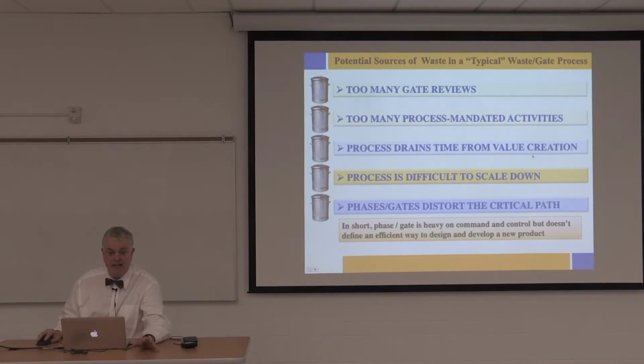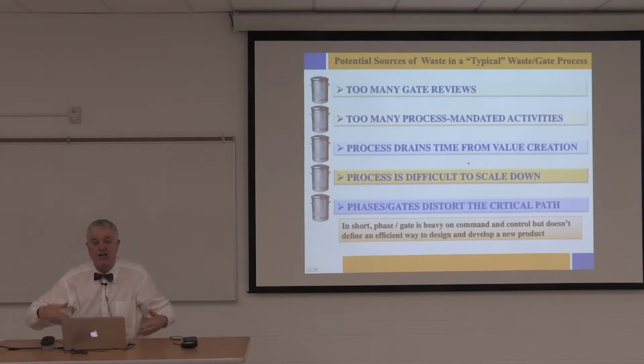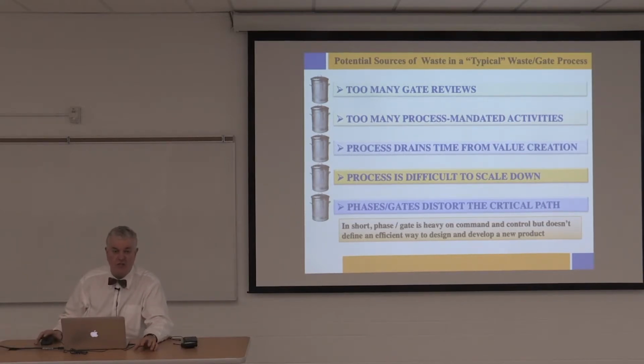Process drains time from value creation. You can over-engineer business processes and bog engineers down, having to report every detail that they're conducting and all their calculations and so on. Process is difficult to scale down. It's such a complex design process, and your product is so complex, maybe you cannot eliminate a lot of the detailed activities. Phases and gates distort the critical path.